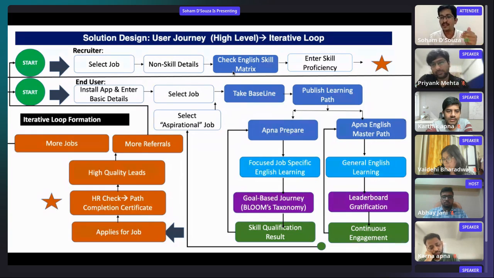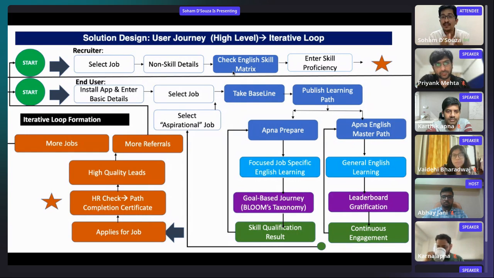And the goal-based journey is for the Apna path, whereas leaderboard gratification is going to be the carrot for that. I purposely focused on creating an iterative loop. They take the baseline test, they go through the specific job learning, complete the deck, and take the skill qualification, whose result gets published, saying this person is certified. And then again, they go back, they want to retake the test and prepare.